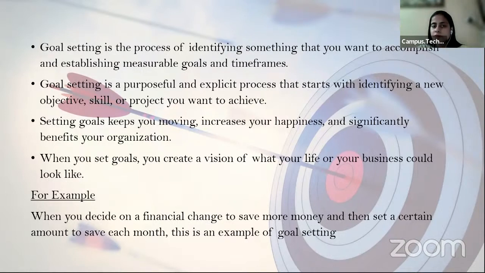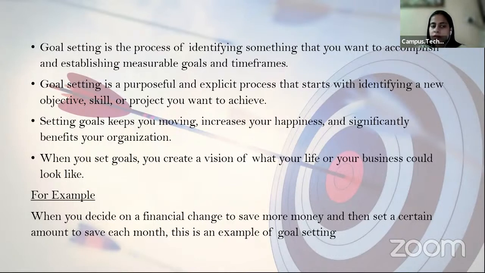Setting goals keeps you moving, increases your happiness, and significantly benefits your organization. If you are setting goals for the organization, that is going to keep you motivated and inspired, make you move continuously in the forward direction, ultimately benefiting your organization and producing good results for it.